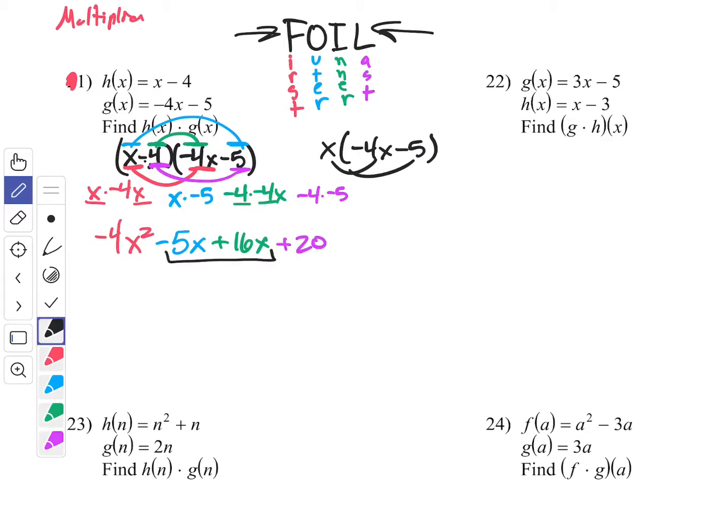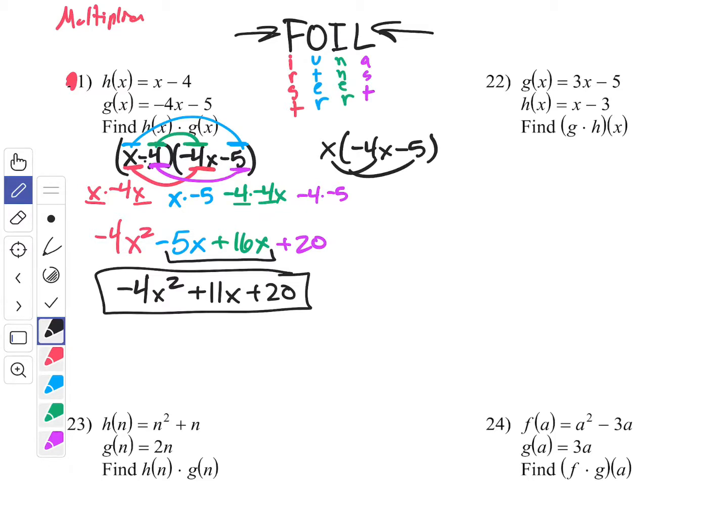And then we combine any like terms, which typically the middle ones end up being. So negative 4x squared stays. Negative 5x plus 16x is a positive 11x plus 20. And there is my new function. So FOIL is the way that I would suggest doing it for the most part.